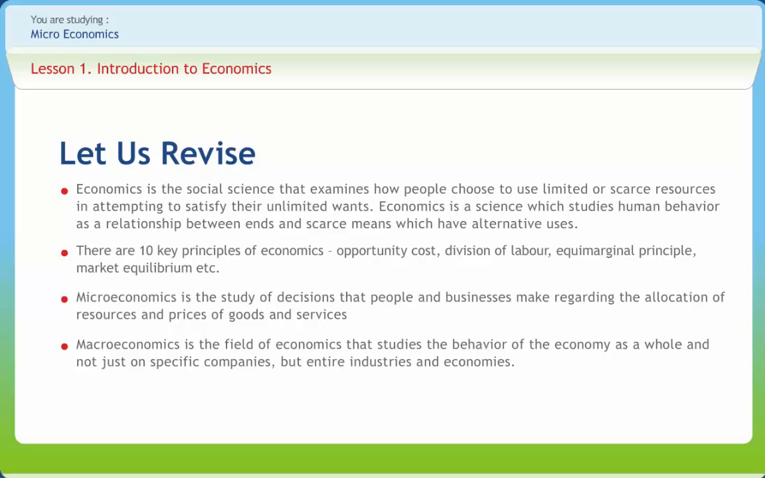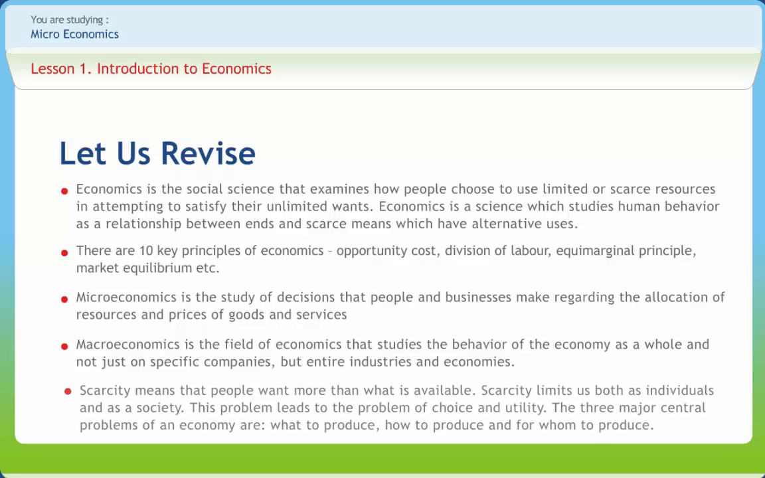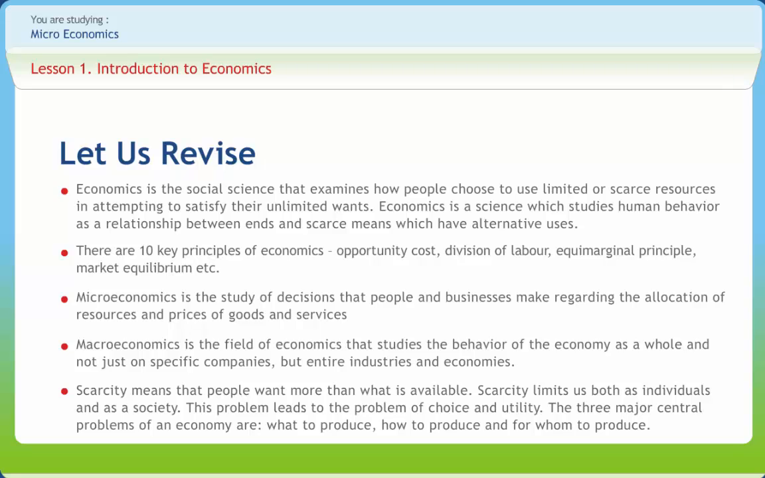Macroeconomics is the field of economics that studies the behavior of the economy as a whole, and not just specific companies, but entire industries and economies. Scarcity means that people want more than what is available. Scarcity limits us both as individuals and as a society. This leads to the problem of choice and utility. The three major central problems of an economy are: what to produce, how to produce, and for whom to produce.